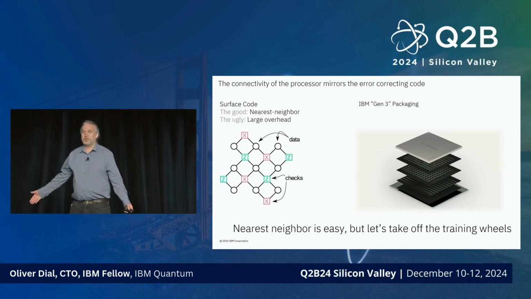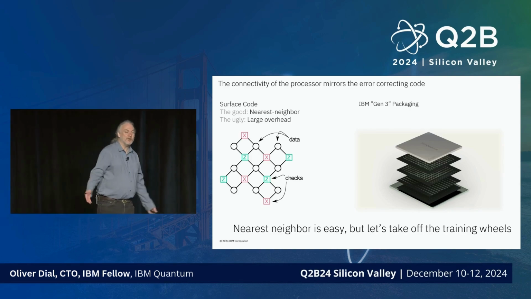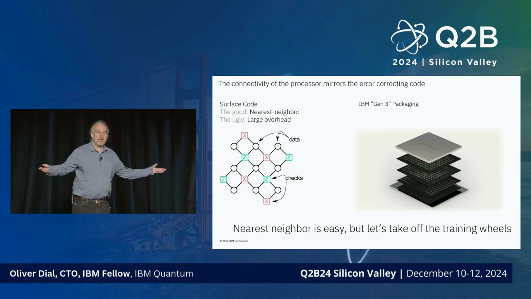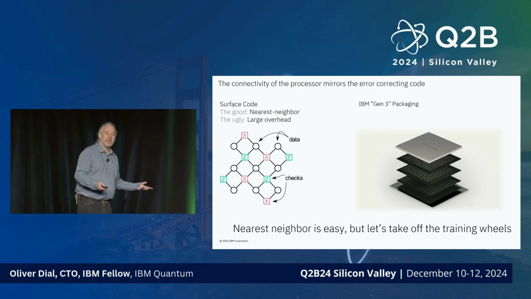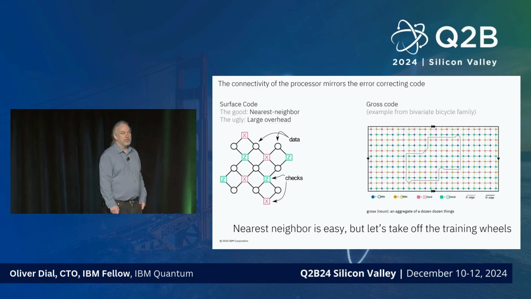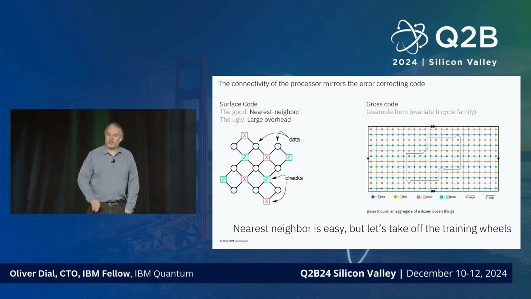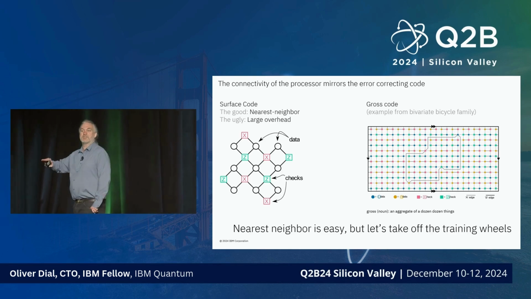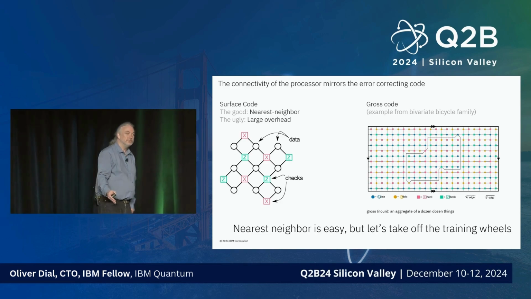We've been building 3D integrated processors since 2021. We're not limited to planar anymore. And so it leads very naturally to the question, what happens if we take off those training wheels? What happens if we say, you know what, we can do more than planar, let's take advantage of it and let's see what happens. And the answer is you find new codes like the gross code. It's not called the gross code because it's disgusting. It's called the gross code because the version of it that we like has 144 code qubits, and a dozen dozen is known as a gross.